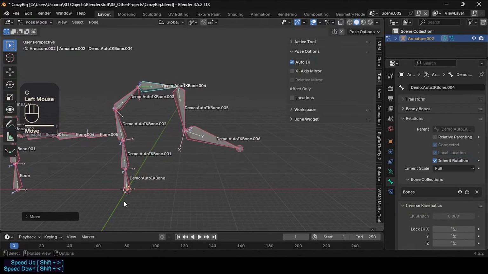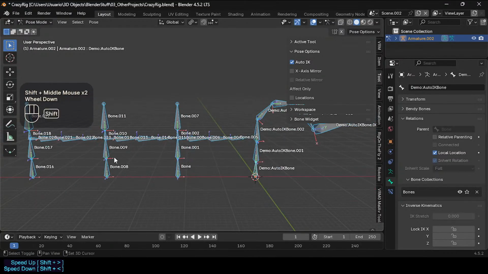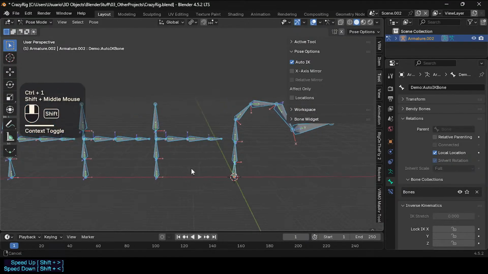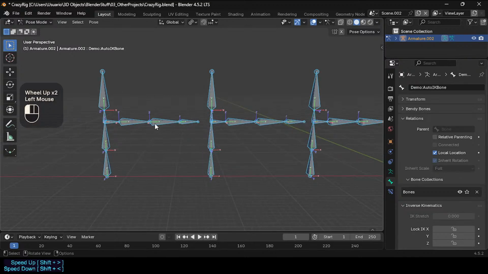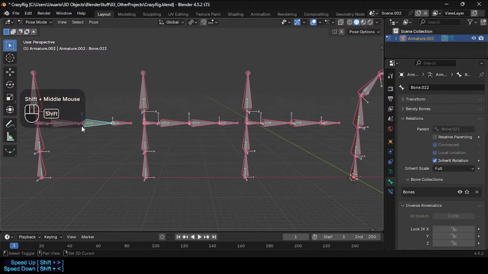So this is like infinite, but the rig ends here. So this is just the first demo presentation here, right? Now let's look for some comparisons here of how this works, and later on I will be showing what I really believe would be great for the upgrades of the Auto IK option in Blender.